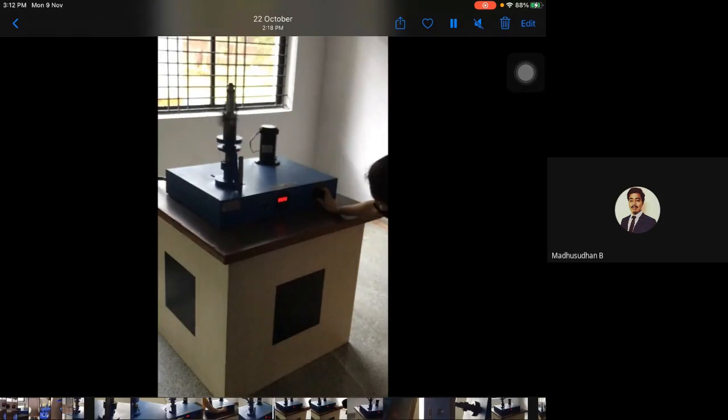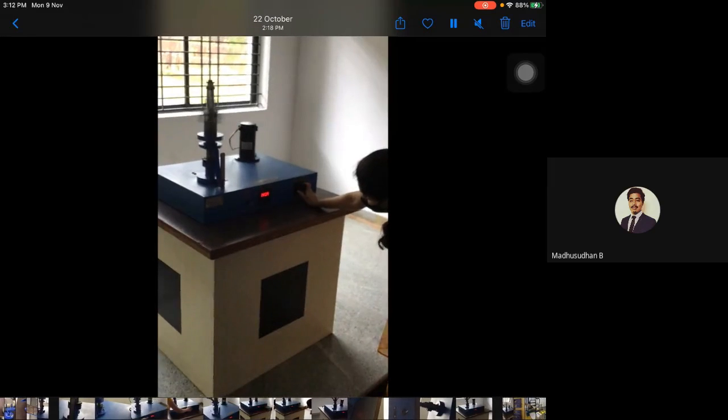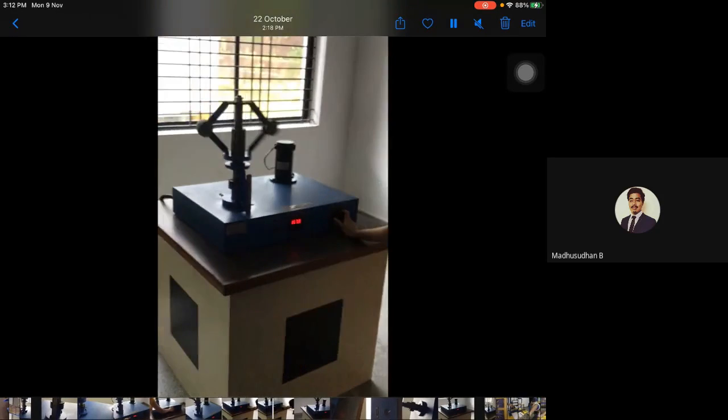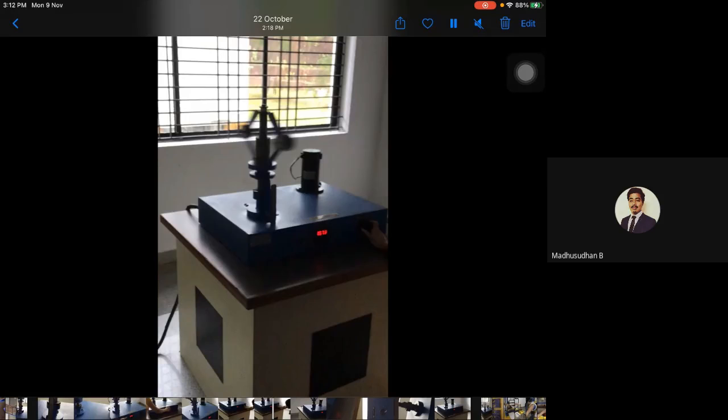Only this reading you have to take from the experimentation. All other readings will be given in the form of observations to you. This is a simple experimentation setup for the Porter governor. If you want a Hartnell governor, you have to change the experimental setup, which I will deal with once I look into the calculations.